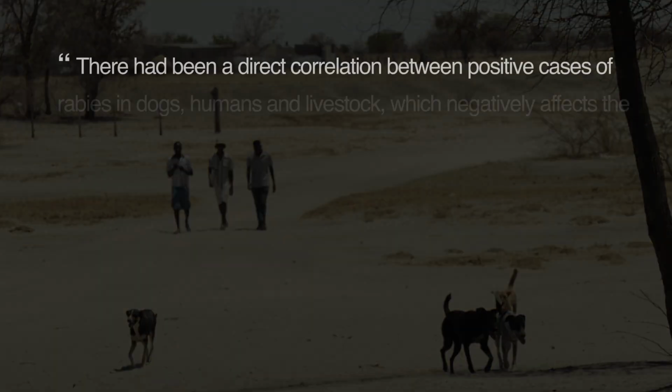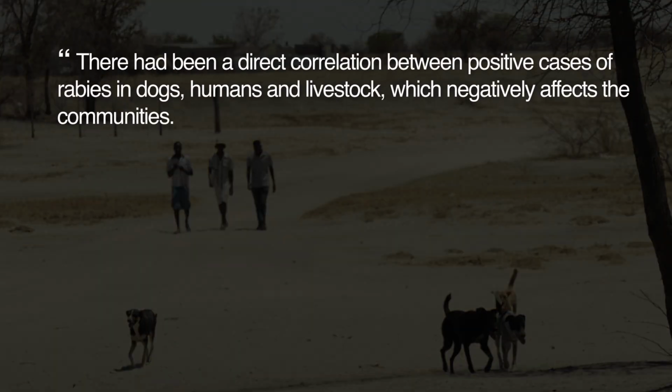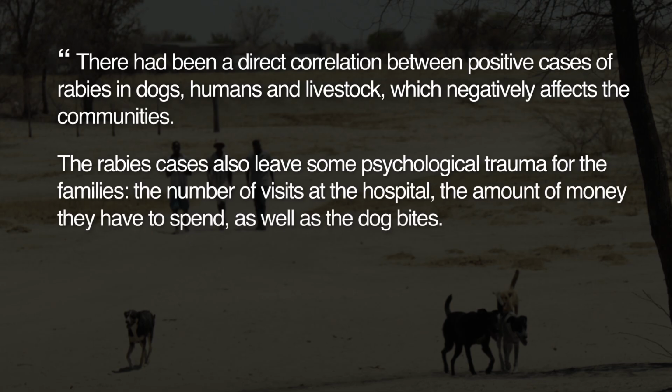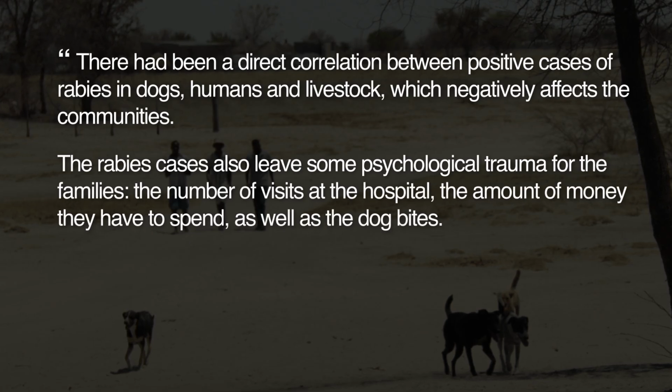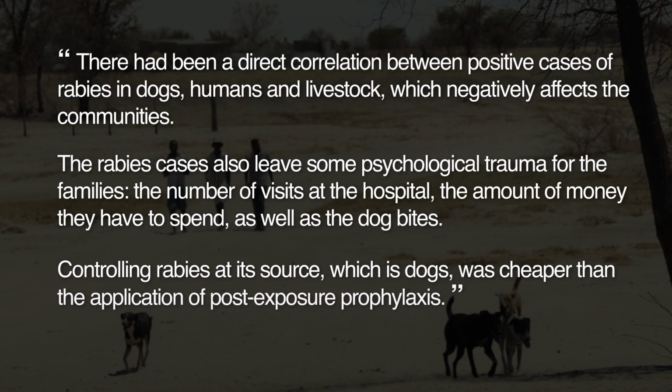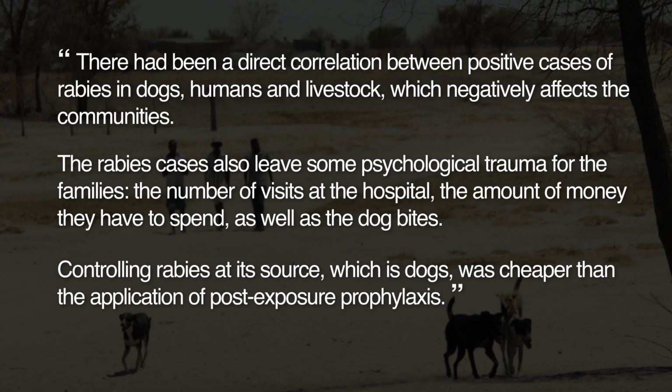There had been a direct correlation between positive cases of rabies in dogs, humans and livestock, which negatively affects the communities. The rabies cases also leave some psychological trauma for the families. The number of visits at the hospital, the amount of money they have to spend, as well as the dog bites. Controlling rabies at its source, which is dogs, was cheaper than the application of post-exposure prophylaxis.